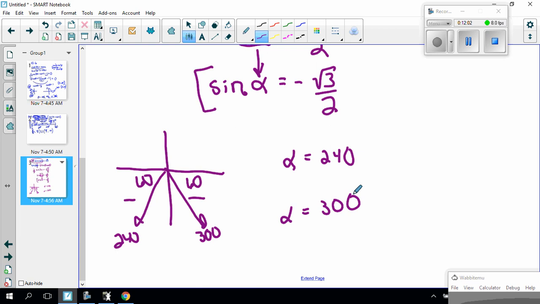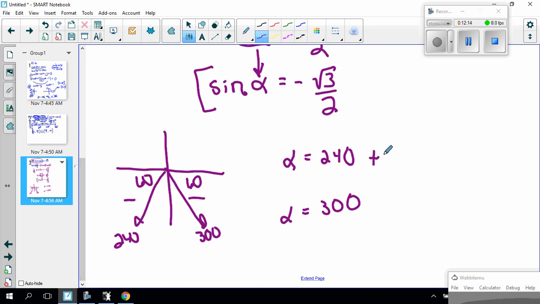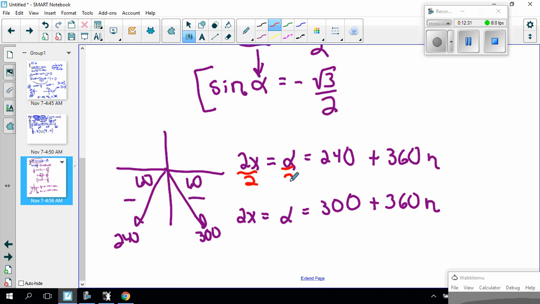Not even a trick. This is the method, and do it for the rest of your life. When there's not a 1 in front of the variable, then you must do this plus 360, because sine, cosine, secant, cosecant repeat every 360, and you go plus 360. Now you go alpha equals 2x. And then you go divide by 2, divide by 2, divide by 2, divide by 2. And then the next one you go divide by 2 as well.